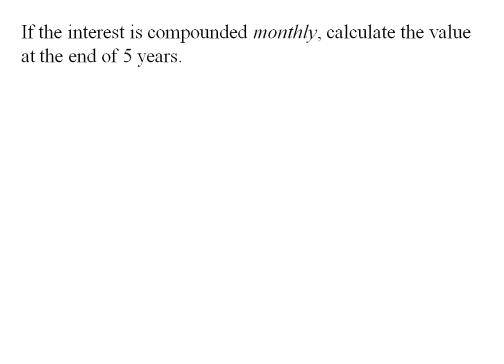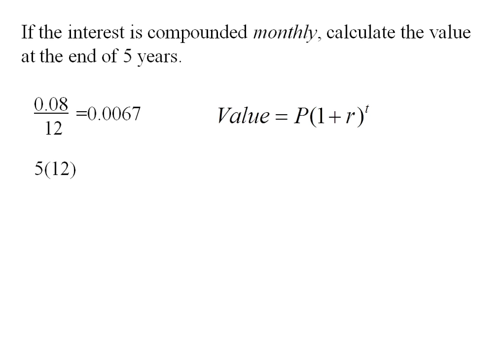So we have to do a slight amount of work before we can use our formula. First of all, we take that annual interest rate of 8% and we need to divide it by 12 for 12 months. We also need to take the number of years, which is 5, and multiply it by 12 months. We plug in our new interest rate and our new number of compounding periods into our original equation.